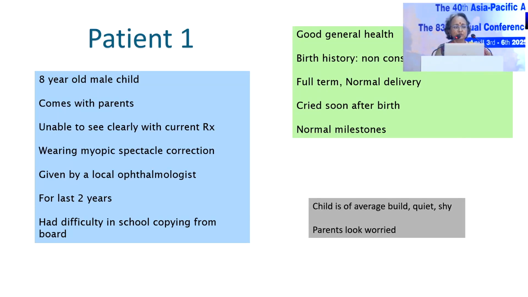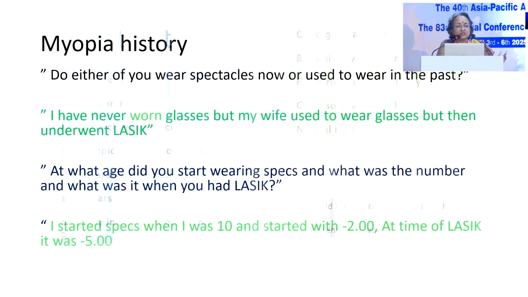An 8-year-old male child comes with parents, unable to see clearly with the current glasses, wearing myopic spectacle correction given by a local ophthalmologist for the last 2 years. When they started, he had difficulty in school copying from the board. Child is in good general health, non-consanguineous marriage, full term, normal delivery, cried soon after birth, normal milestones. Child looks a bit shy, parents look worried, and this is our dialogue.